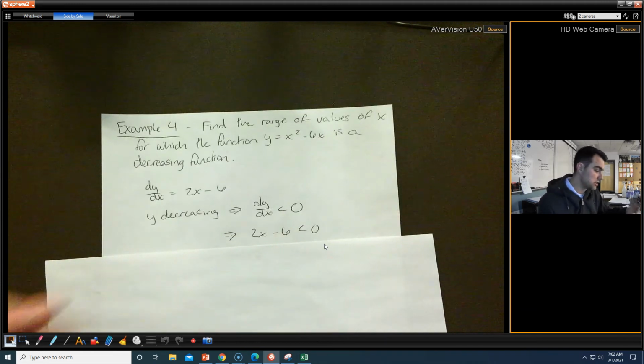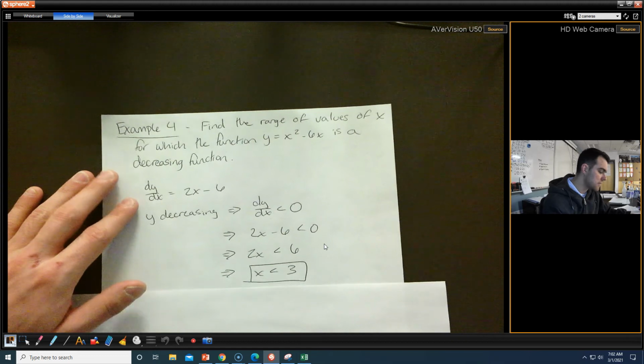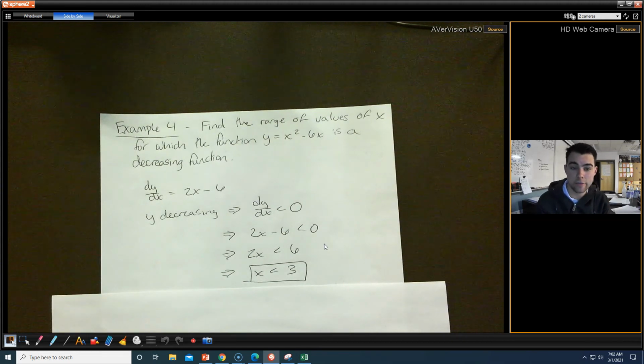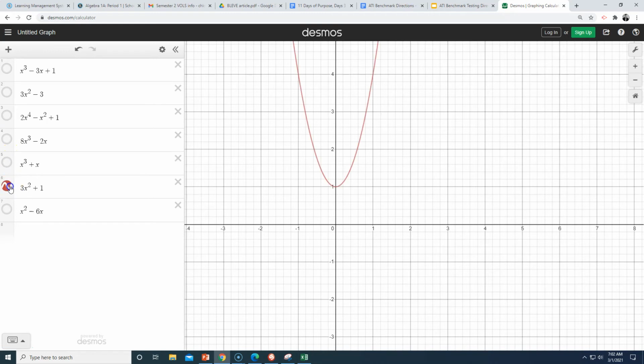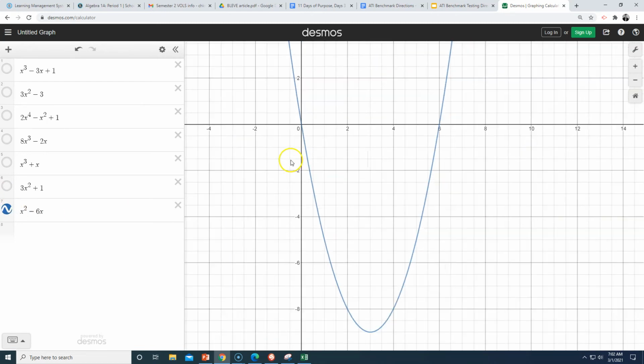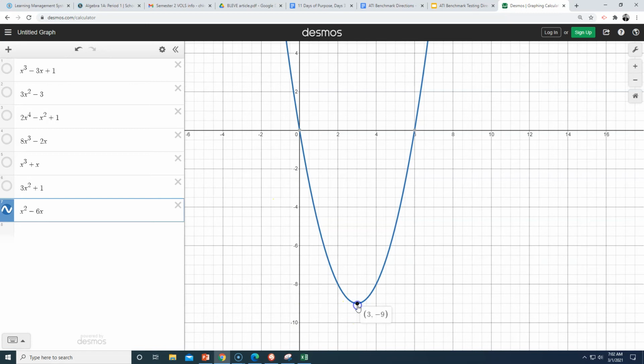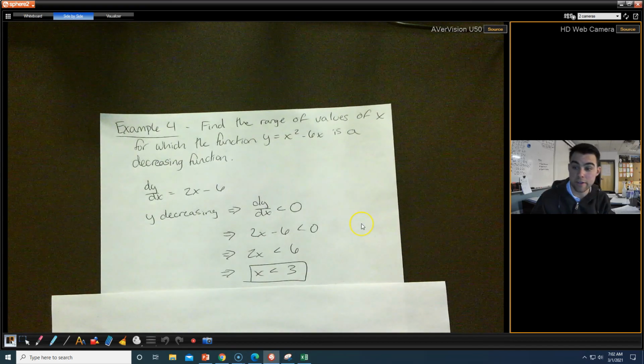I just solve for those x values, and I find that when x is less than 3, we have a decreasing function. And once again, Desmos. We are looking at this guy, and you can see this is our original curve. When x is less than 3, so this way, it's a decreasing function. The slope of this guy is going down, down, down, down, down, stationary point, and then going back up. So it actually makes sense based off our answer.